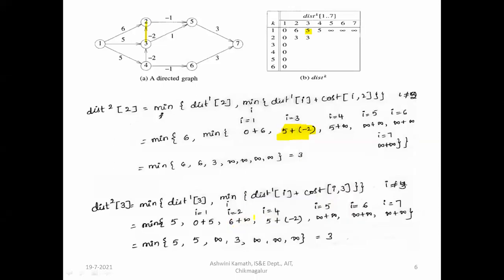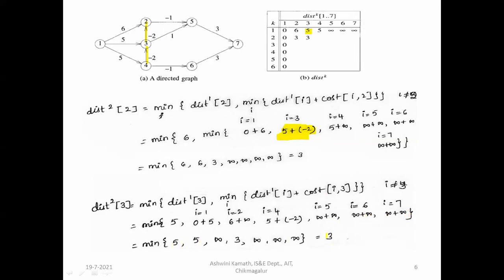From 4, 3, for 3 you don't write, because 3 is the u value. Skip that. So for i is equal to 4, we have to write 5 plus minus 2. So from 4 to 3, you see the graph. It is minus 2. 5 minus 2 is equal to 3. Then infinity plus infinity, because for 3 we don't have a direct edge from 5, 6 and 7. So it will be infinity added to the previous value, so it will be infinity.